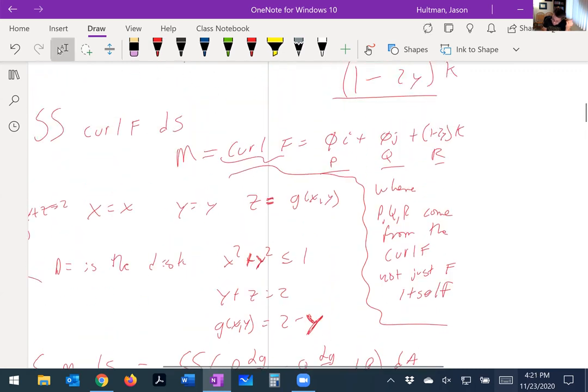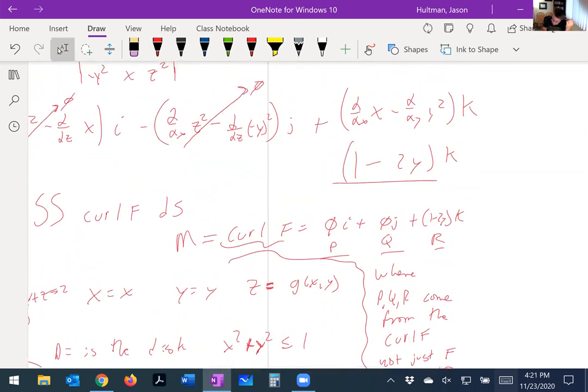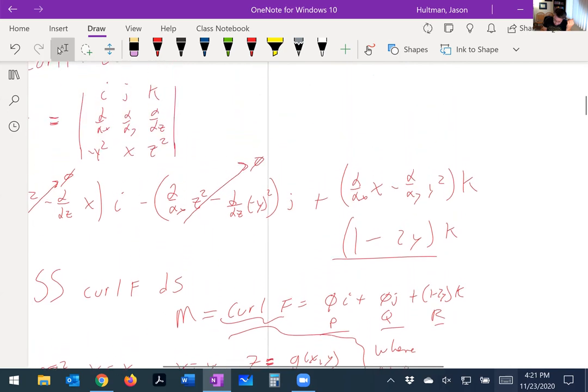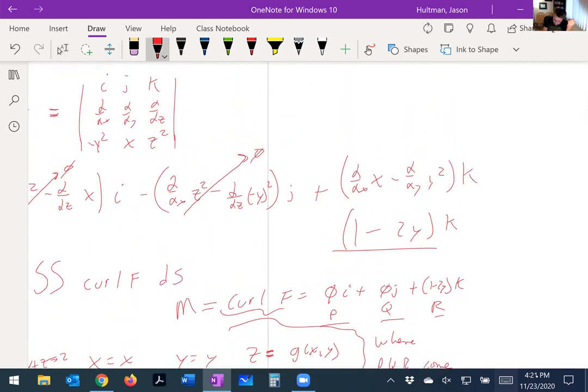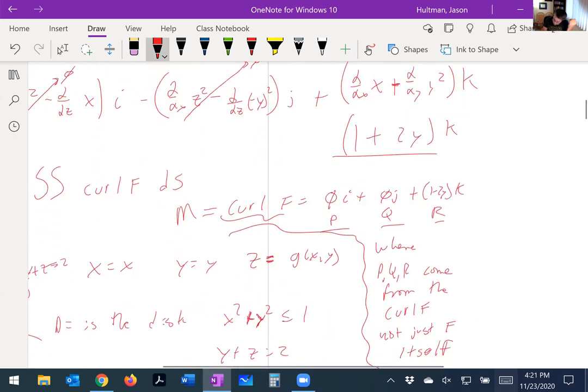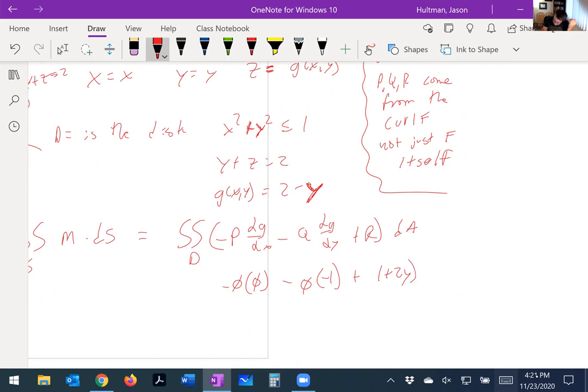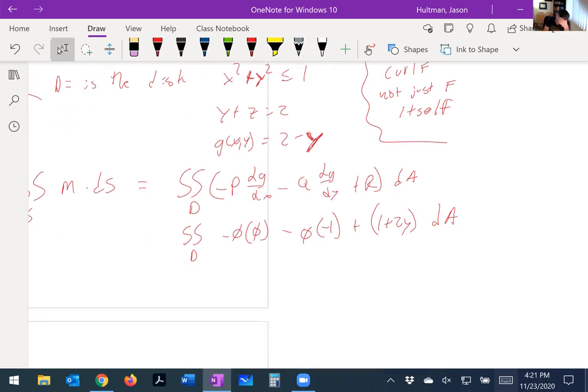Was it 1 minus 2y or 1 plus 2y? Oh, it's a negative of a negative, so this is a plus, sorry, because this is a negative y squared. My bad. So it's 1 plus 2y dA. Now we get this thing here of 1 plus 2y dA.